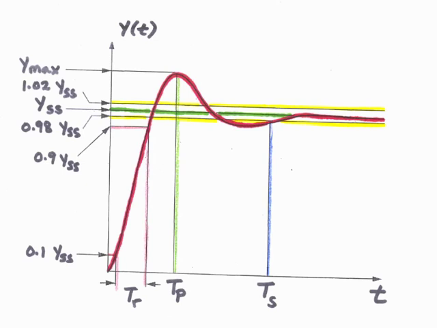We'll note several other points on the response, and we've labeled them. 10% of the steady state value is 0.1 YSS, and 90% of the steady state value is 0.9 YSS. We'll denote the time it takes to go from 10% of the steady state value to 90% of the steady state value as T sub R. This is the rise time.